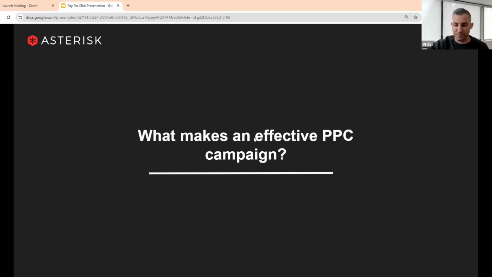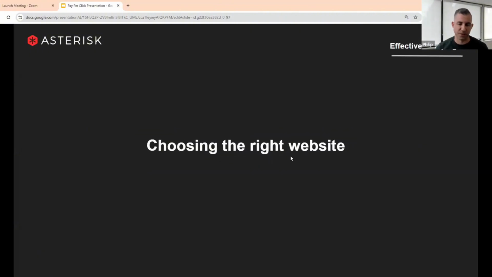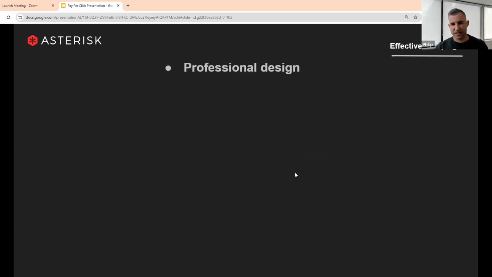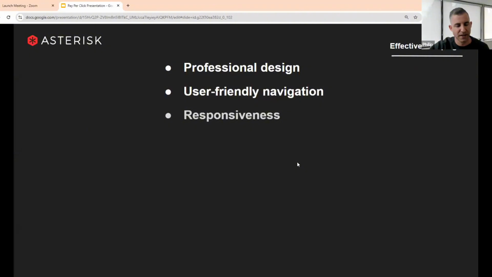So now, what makes an effective PPC campaign, right? How do we run one that can ensure results? So first thing is we need the right website. We need the right landing pages. A lot of this is kind of no-brainer stuff, but I'll just go over it for the sake of it. So obviously you need professional design. It's gotta look good. It's gotta be user-friendly. They gotta know where they're going and get there quickly. People have limited attention spans, right? So it's gotta be very crystal clear.